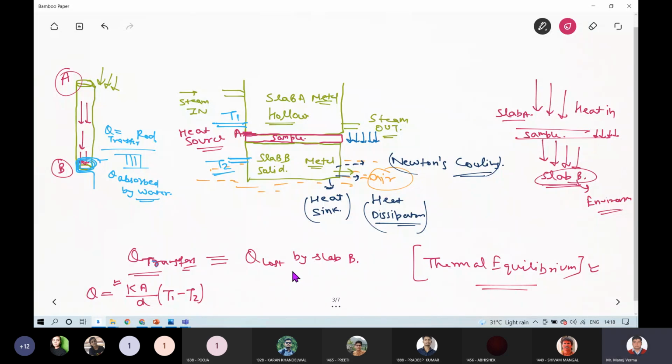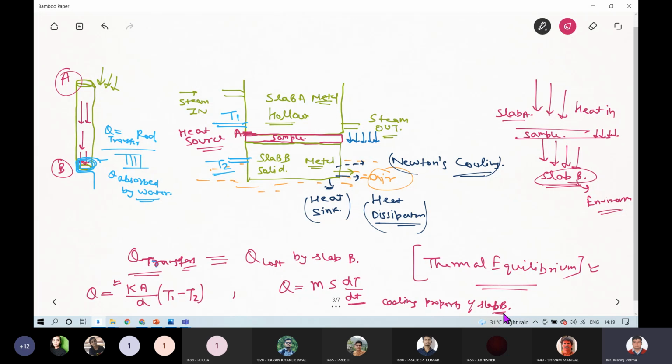Similarly, if I want to find this Q lost, the amount of heat energy lost to the surrounding by slab B, then this will be simple: Q equals M, the mass of the slab, S, the specific heat of the slab, and dT by dt, capital T by small t. This dT by dt is the cooling property of slab B. It is also called the coefficient of Newton cooling, that is a different thing. Okay, so this is called the cooling property of slab B.